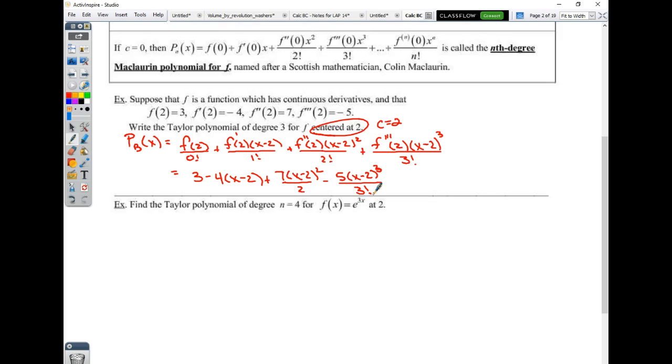Yes, ma'am? Wouldn't it be 2 factorial underneath 7 x minus 2 squared? So the question was, should that be a 2 factorial? Absolutely, you can write 2 factorial, but 2 factorial is 2 times 1, which is just 2, so I'm going to skip that. If you want to put the factorial, as long as it's a mathematically equivalent statement, that is fine.